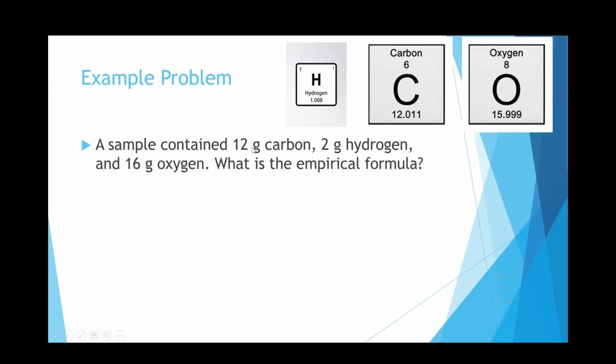Let's try another one. A sample contains 12 grams of carbon, 2 grams of hydrogen, and 16 grams of oxygen. What is the empirical formula? Use 1, 12, and 16 for the molar masses. Some of you guys are really quick.